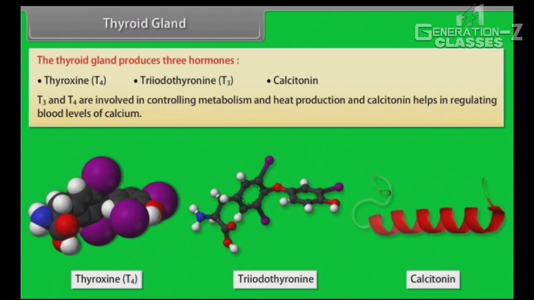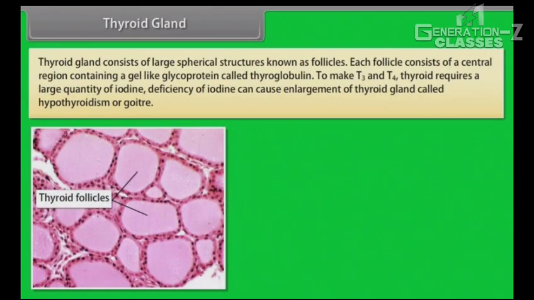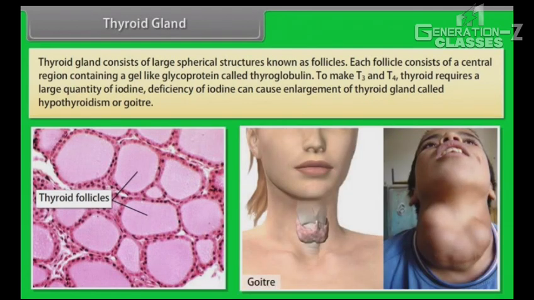The thyroid gland consists of large spherical structures known as follicles. Each follicle consists of a central region containing a gel-like glycoprotein called thyroglobulin. To make T3 and T4, the thyroid requires a large quantity of iodine.